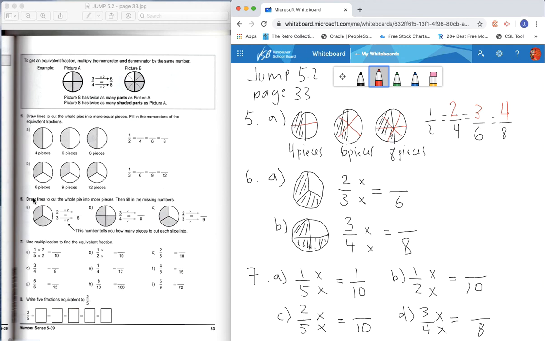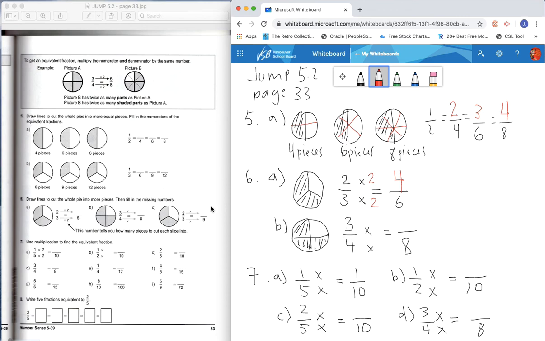6a. Oh, sorry, so you're going to do b yourself. Okay, 6a. Draw lines to cut the whole pie into more pieces. Then fill in the missing numbers. So the first one has been divided into 3 parts and 2 parts are shaded, so the fraction is 2/3. Then they want you to find an equivalent fraction, and they're giving you the denominator for the fraction. So the denominator is 6. So you have to think, 3 times what gives you 6? 2. So remember, whatever you do to the bottom, you have to do to the top. So it's the exact same number. So what's 2 times 2? 4. So you're going to write over here, 4/6.